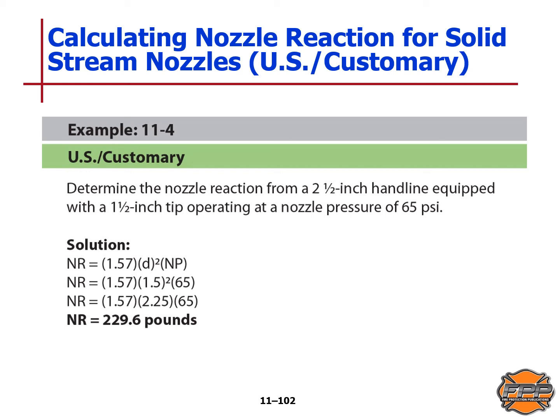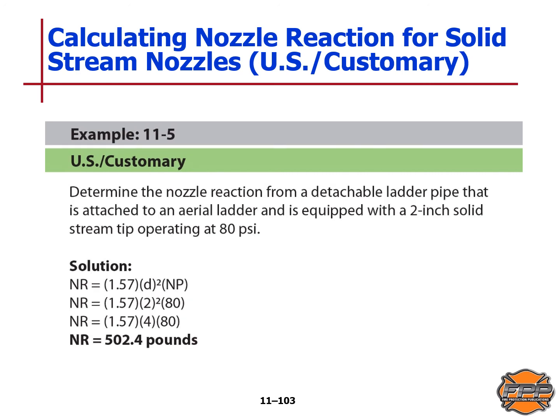Next line, you plug in the values. Nozzle reaction equals 1.57, which is your constant, times 1.5, which is your tip opening, squared, times 65, which is your pounds per square inch. You factor that out and you get nozzle reaction equals 1.57 times 2.25 times 65. So you multiply those together and your nozzle reaction is 229.6 pounds. Very straightforward. But you can see why you wouldn't have time in a fire scene to sit there and calculate it, which is why this is relegated to the realm of pre-incident planning and SOPs.